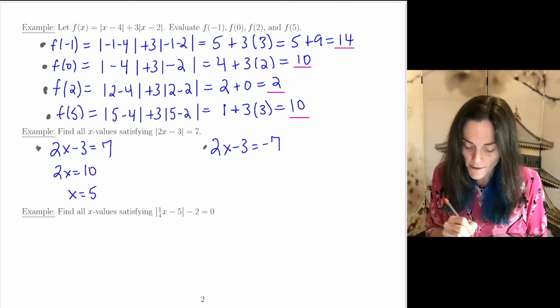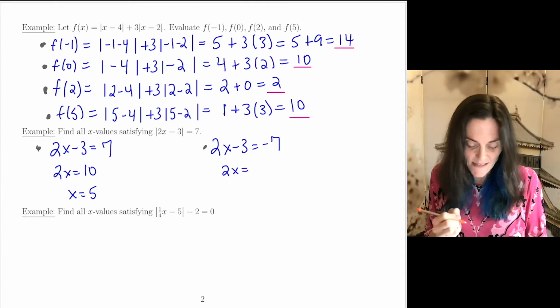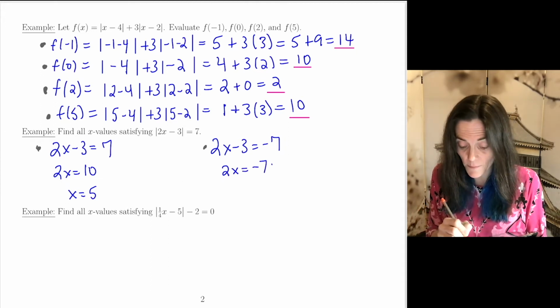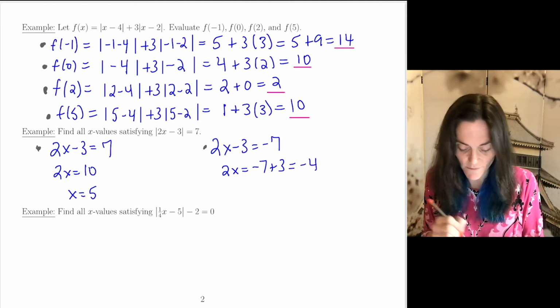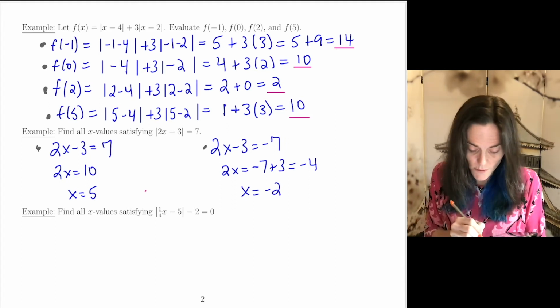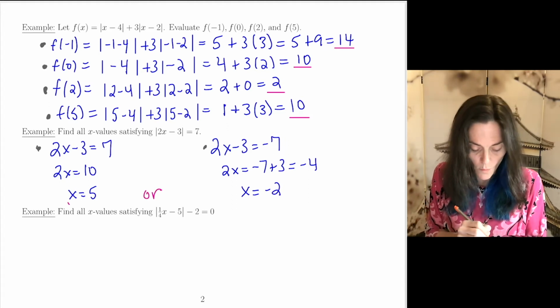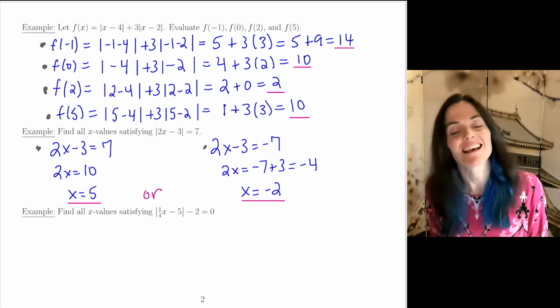And over here, I get 2x is, well, minus 7 plus 3. I just add 3 to both sides, which is -4. And so I get x equals -2. So I have two solutions here. One is x equals 5 and one is x equals -2.